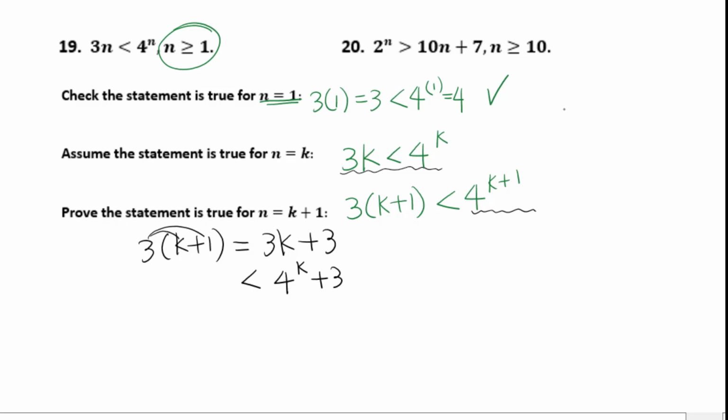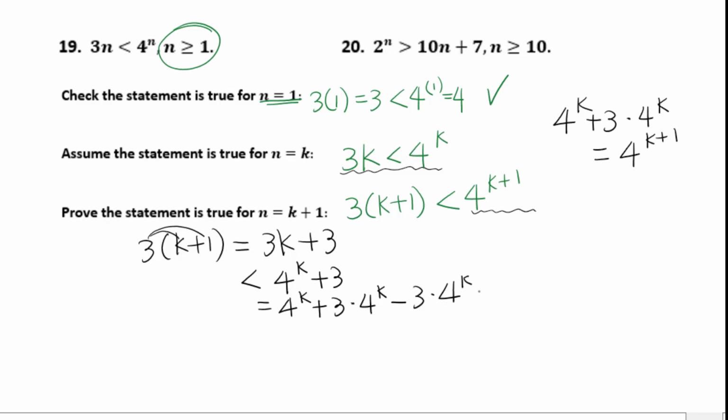Remember, for 4 to the k's power, I add 3 times 4 to the k's power. That equals 4 to the k plus 1's power. So we will use 4 to the k's power plus 3 times 4 to the k's power, then minus 3 times 4 to the k's power, then plus 3. These two, we create 4 to the k plus 1's power.